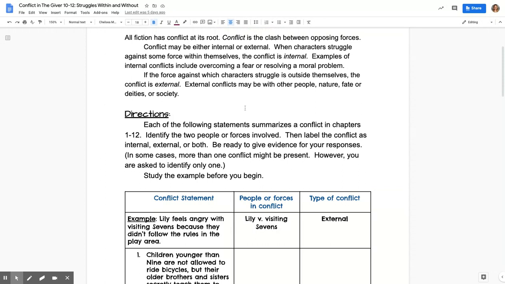All fiction has conflict at its root. Conflict is the clash between opposing forces. Conflict may be either internal or external. When characters struggle against some force within themselves, the conflict is internal. Examples of internal conflicts include overcoming a fear or resolving a moral problem. If the force against which characters struggle is outside themselves, the conflict would be external. External conflicts may be with other people, nature, fate or deities, or society. All right, so again, this is a little overview, but you did learn that same information within the lesson.